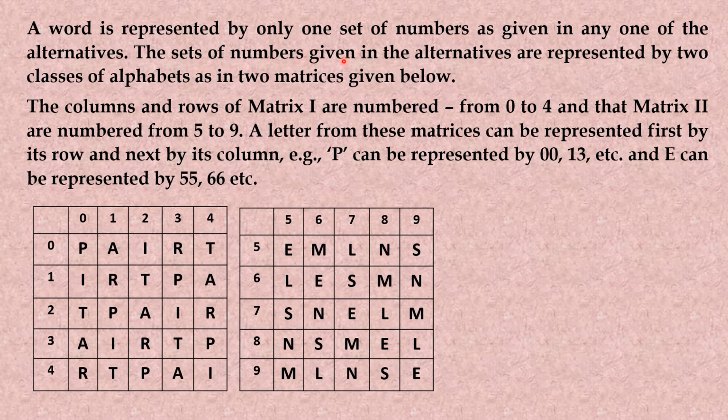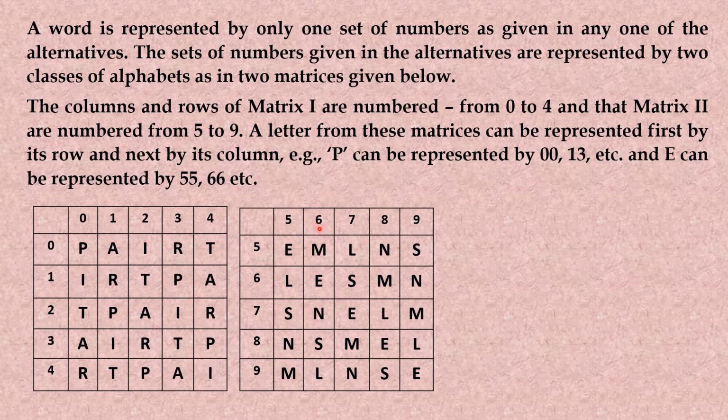The set of numbers given in the alternatives are represented by two classes of alphabets as in two matrices given below. So you can see that you have a matrix here in which 0, 1, 2, 3, 4 and 0, 1, 2, 3, 4 are the column numbers and the row numbers. So these vertical ones are the columns and the horizontal ones, these are the rows. Then in the second matrix, we have column numbers 5, 6, 7, 8 and 9 and row numbers 5, 6, 7, 8 and 9 again. So that means we have two matrices here.